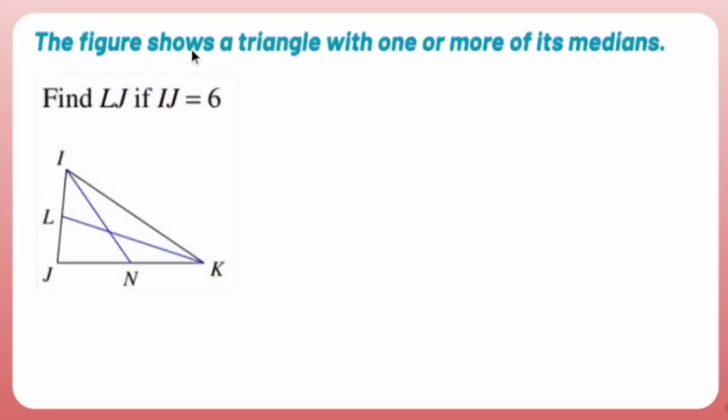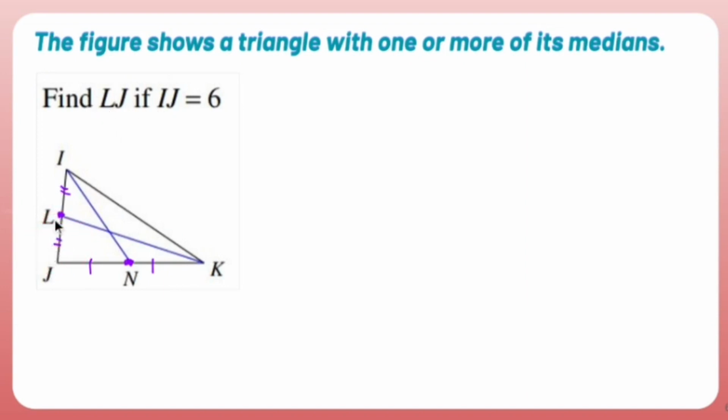The figure shows a triangle with 1 or more of its medians. All right, so what's a median? A median connects an angle to the midpoint of its opposite side. So technically, an angle to the midpoint of its opposite side, that happens.